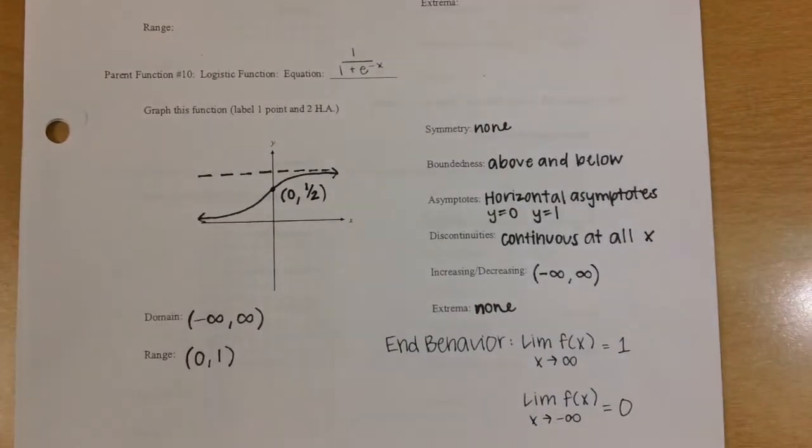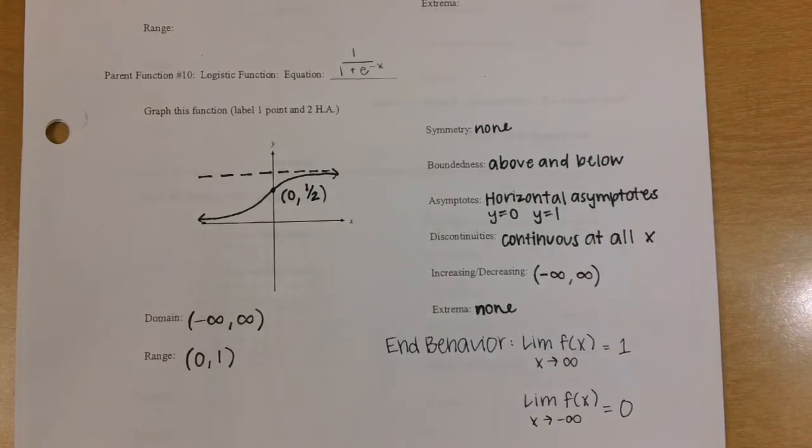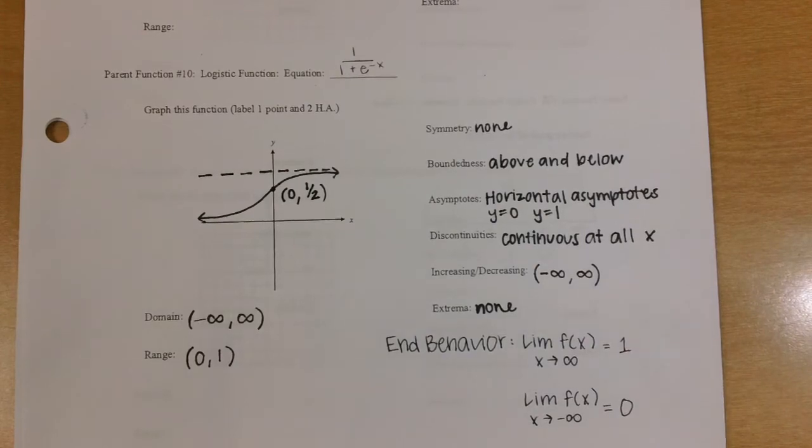The parent function name is a logistic function. The equation for the logistic function is 1 over 1 plus e to the negative x. The domain of this equation is negative infinity to infinity. The range of this equation is 0 to 1.